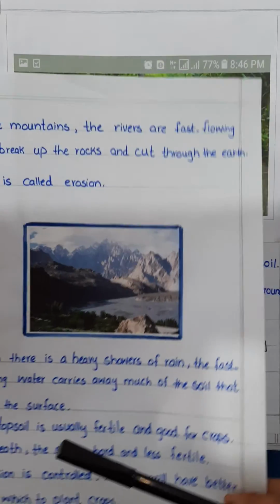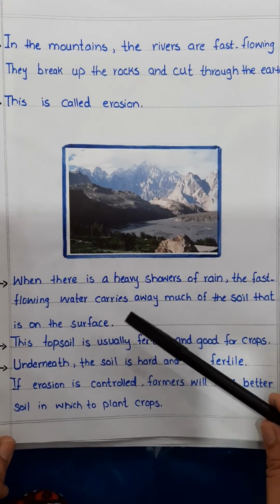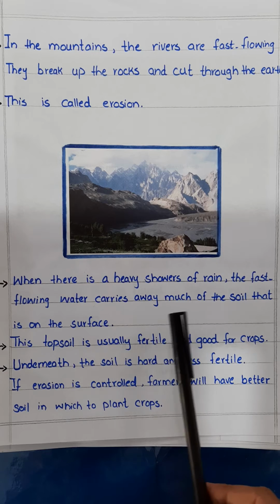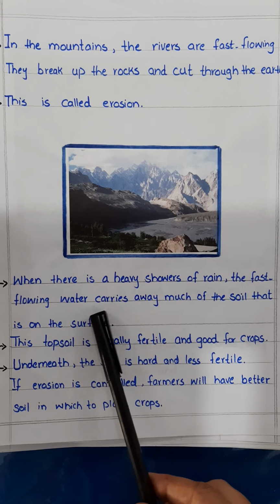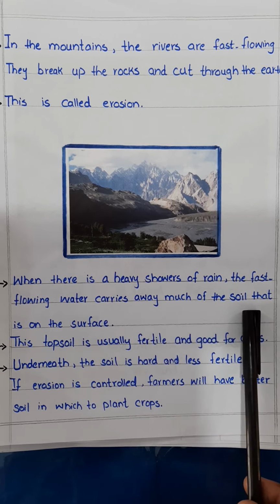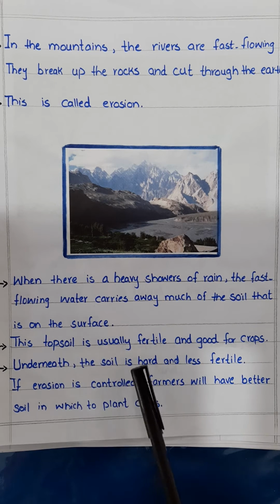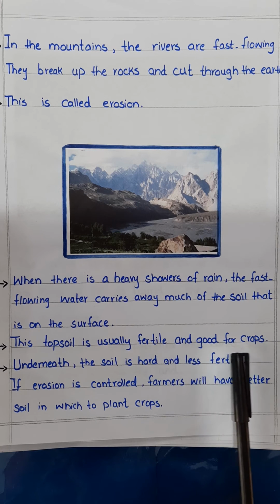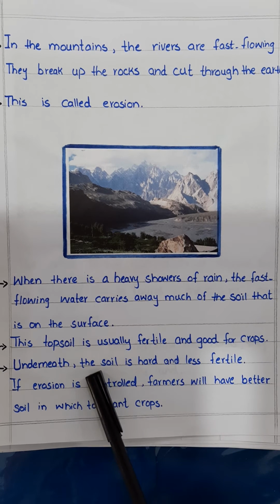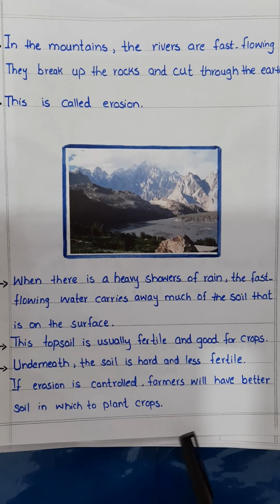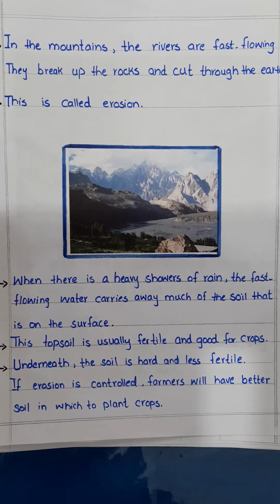In the mountains, the rivers are fast flowing. They break up the rocks and cut through the earth. This is called erosion. When there are heavy showers of rain, the fast flowing water carries away much of the soil on the surface. This topsoil is usually fertile and good for crops. Underneath, the soil is hard and less fertile. If erosion is controlled, farmers will have better soil in which to plant crops.